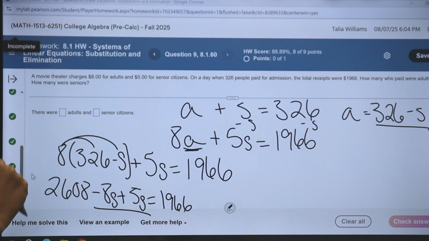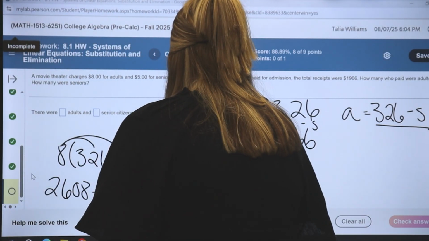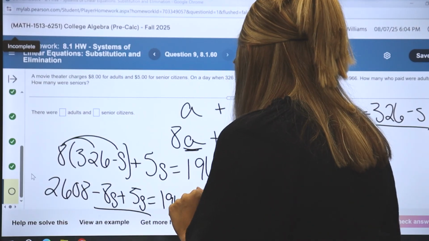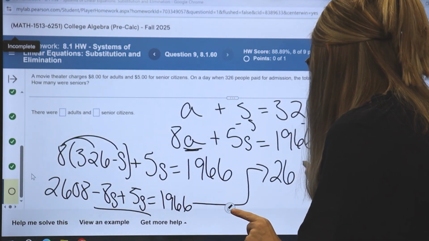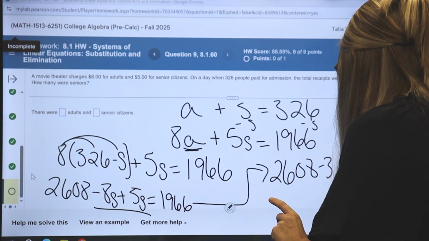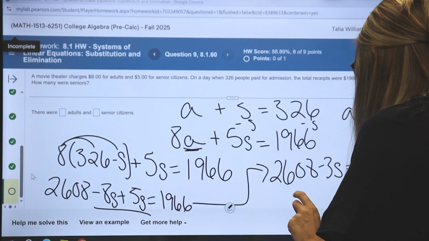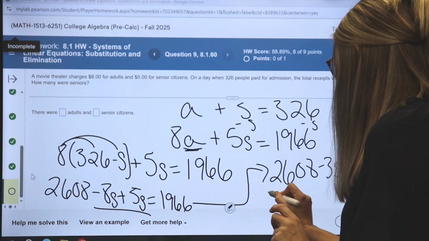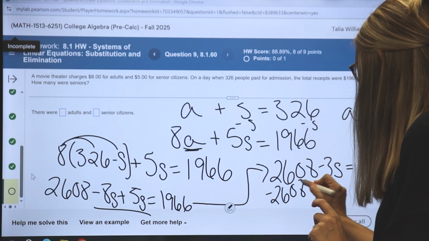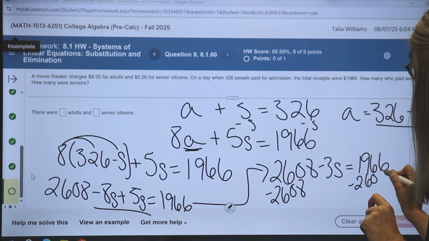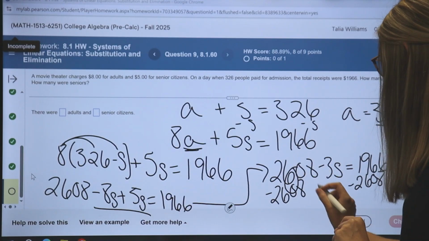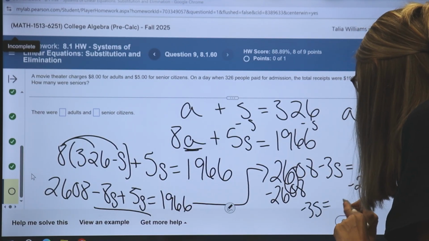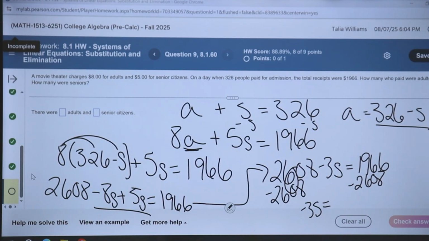Okay. I don't have room to write it. Not loving this. Okay. 2,608 subtract 3S equals 1,966. We're going to subtract the 2,608. I'm going to grab my calculator. This is 0, and I'm going to have -3S equals this number.